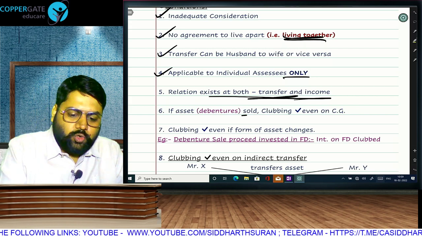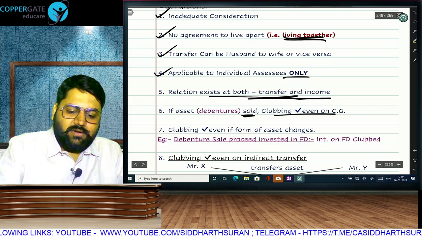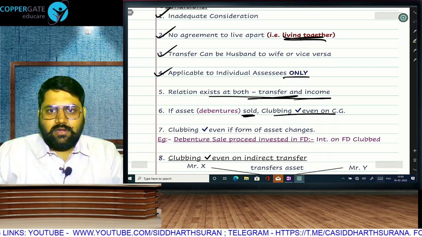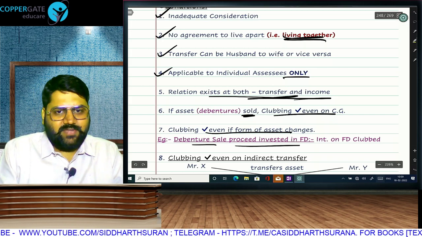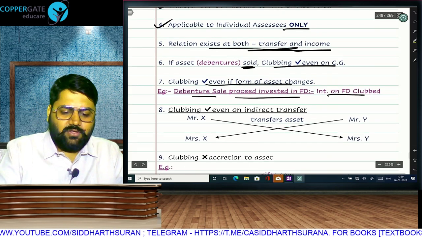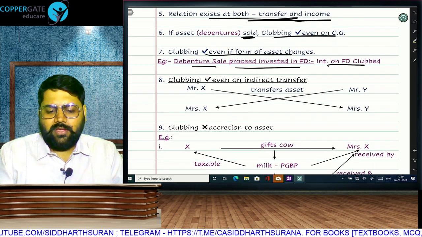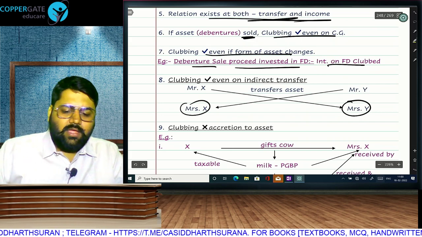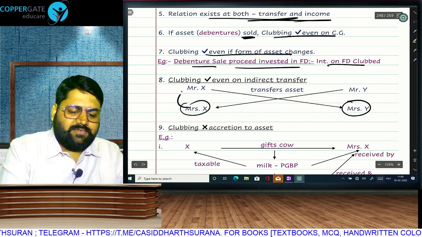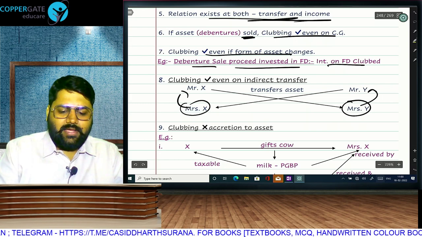If the asset is sold by the transferee, then even capital gains will be clubbed. Clubbing will apply even if the form of the asset is changed. So, if debenture sale proceeds are invested in a fixed deposit, then the interest will also be clubbed. Clubbing will also apply on indirect transfer. X is transferring to Y's wife, Y is transferring to X's wife, then also the respective income will be clubbed because it is an indirect transfer.